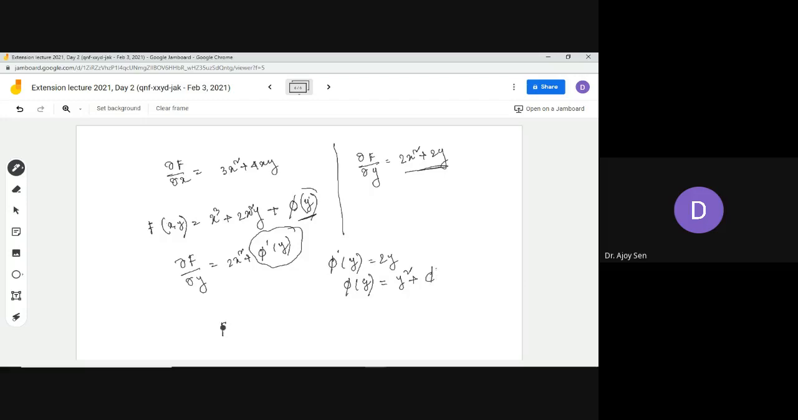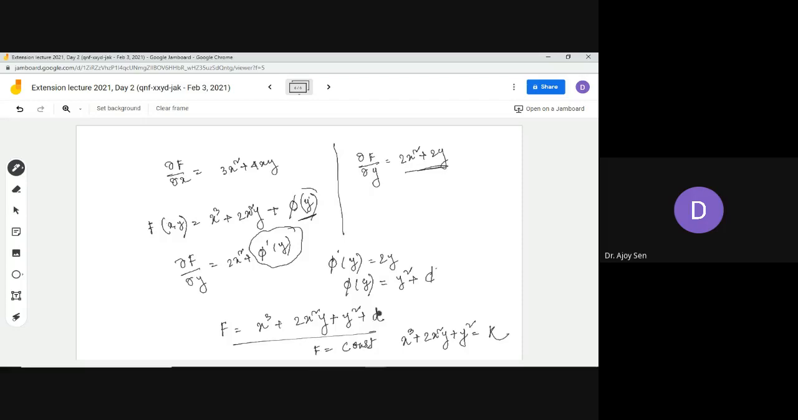Hence we have f equals x cube plus 2x square y plus, putting the value of phi y, y square plus d. This is your required function, and this function equal to some constant is the solution of your differential equation. So the solution will be x cube plus 2x square y plus y square equals k, where k is the constant.